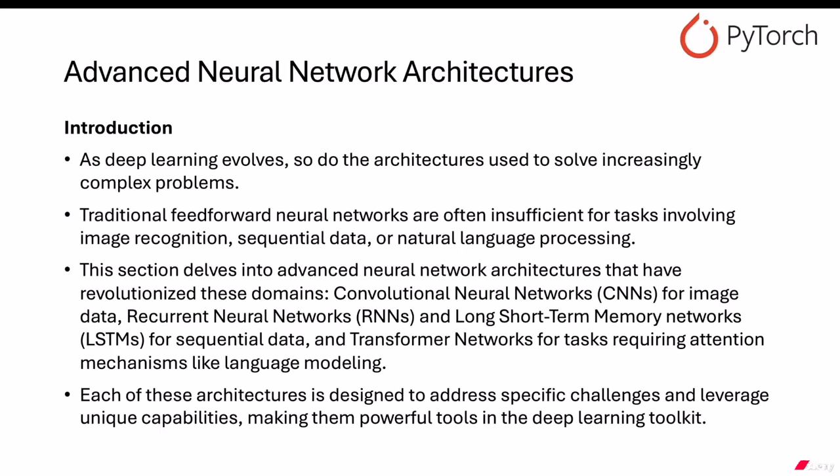First one is the convolutional neural networks (CNNs) for image data, then recurrent neural networks, which is RNNs, and long short-term memory networks, which is LSTMs, for sequential data, and transformer networks for tasks requiring attention mechanisms like language modeling. Each of these architectures is designed to address specific challenges and leverage unique capabilities, making them powerful tools in the deep learning toolkit.